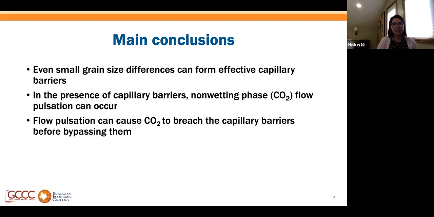And this is, in fact, a very interesting flow phenomenon that has not been previously shown in experiments, to the best of our knowledge. So I'm very excited about being able to observe such a phenomenon. And currently there is a manuscript associated with this data set that is in review.